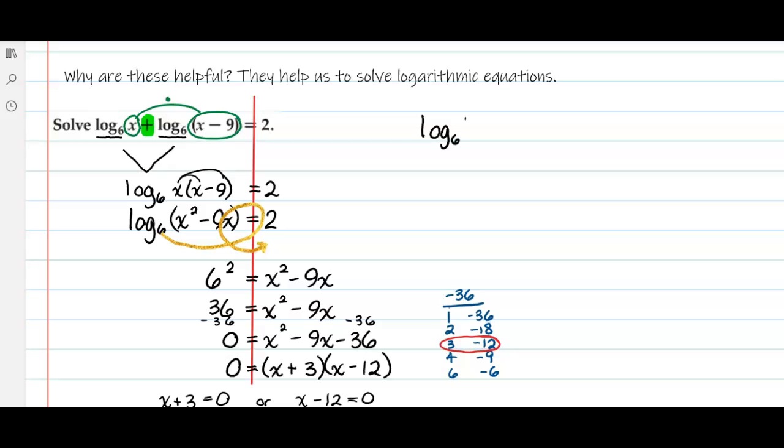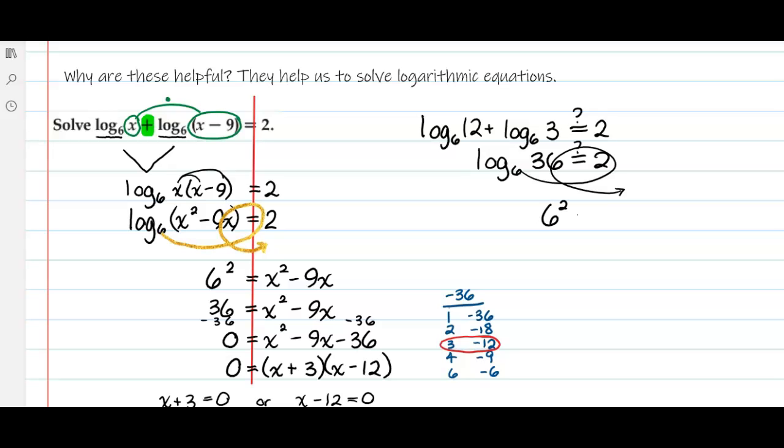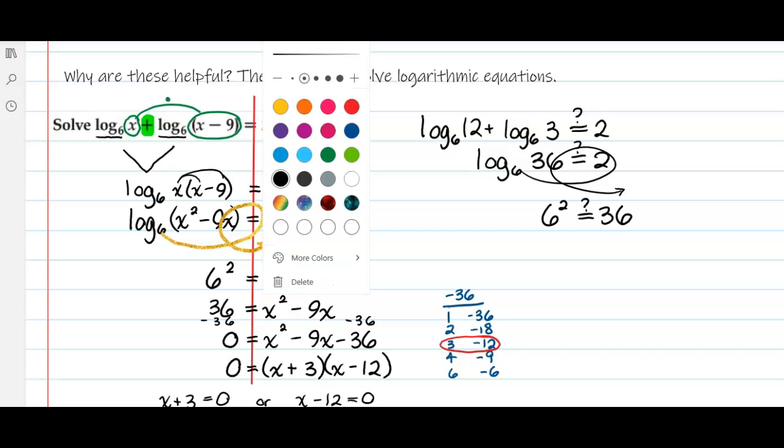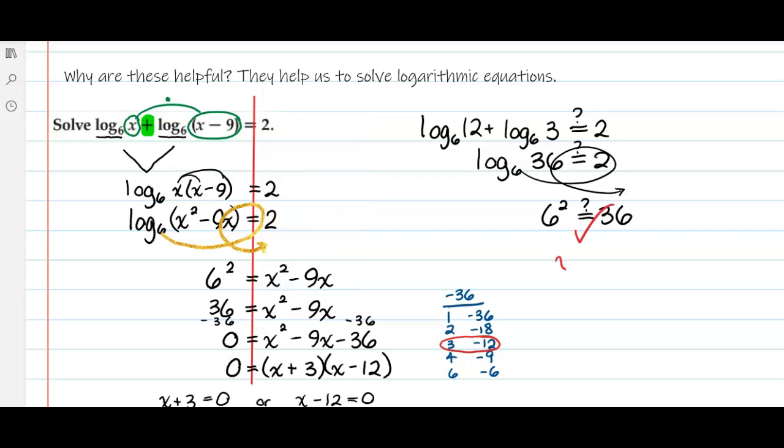The log base 6 of 12 plus the log base 6 of 12 take away 9, that's 3. Does that equal 2? Well, combining our logarithms with the multiplication, we get the log base 6 of 36 equals 2. And using the exponential form, 6 squared, does that equal 36? 6 to the second power, is it 36? And the answer is yes. So x does equal 12.